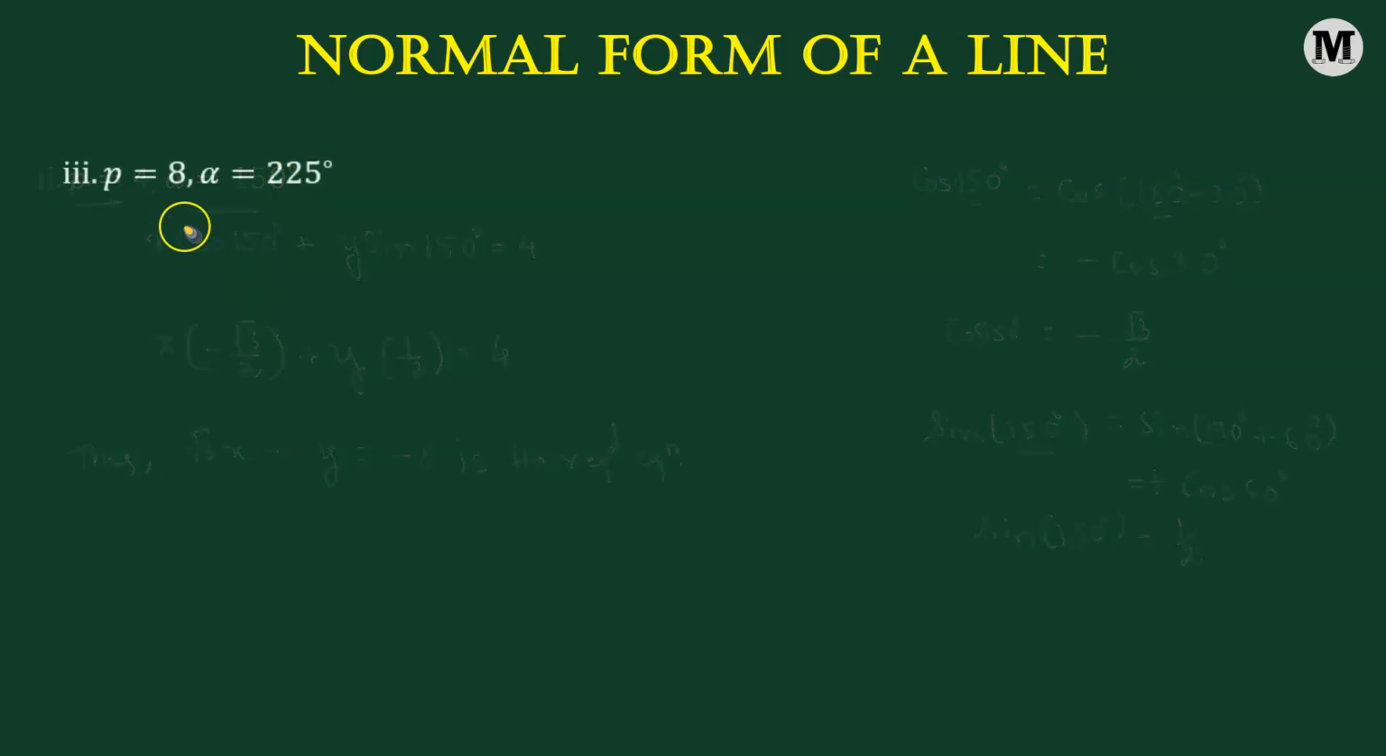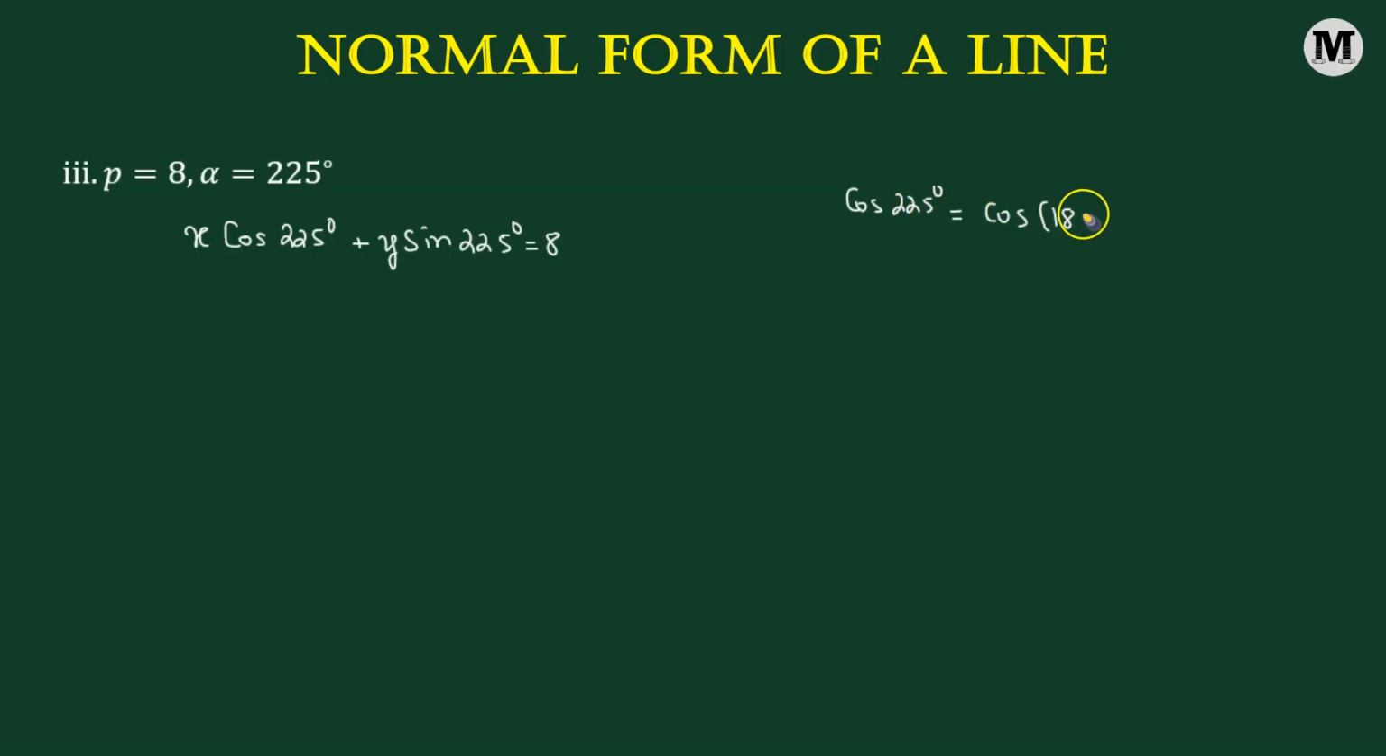Now we have the p value equals 8 and alpha equals 225 degrees, which means the equation of the straight line is going to be x multiplied by cosine of 225 degrees added to y times sine of the angle 225 degrees equals 8. Let's find out cosine of 225 degrees. This is going to be equal to cosine of 180 degrees added to 45 degrees. So the sum is simply 225 degrees.